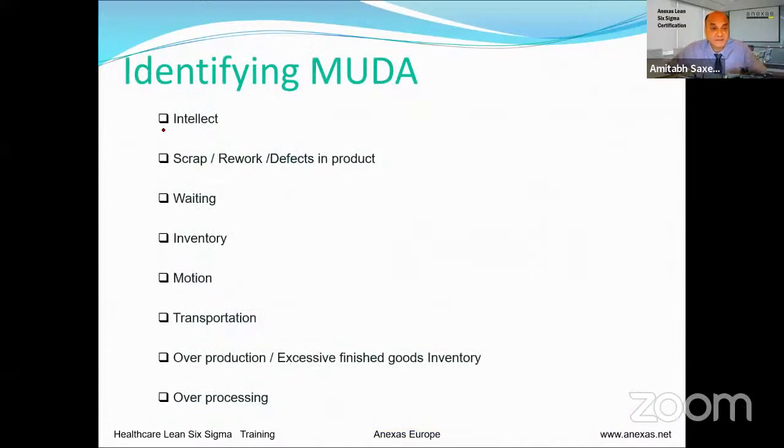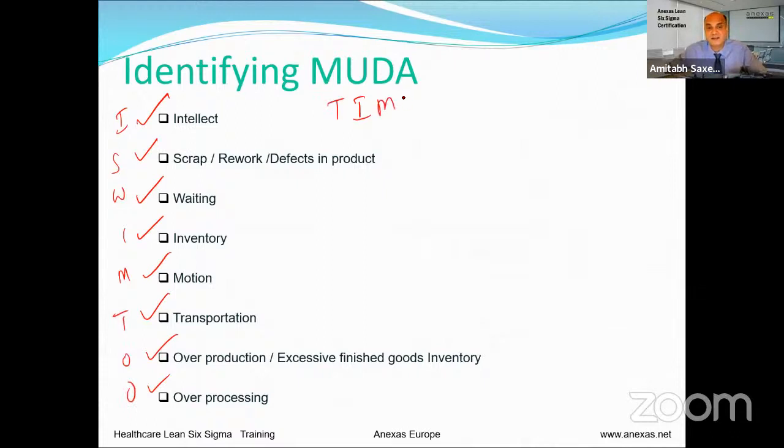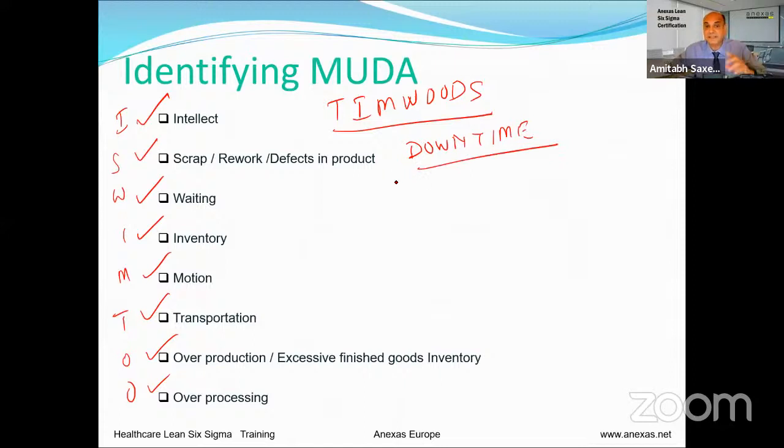So what are the wastes? Waste of intelligence, waste of rework, defects, errors, waste of waiting, waste of inventory, waste of motion, waste of transportation, waste of overproduction, and waste of overprocessing. Now, to remember this, sometimes you can use this, it is one way of remembering. Another way of remembering is to rearrange these words a little differently. You will get Tim Woods. Or if you rearrange these words again differently, you get downtime. So this is one of the ways of remembering the 8 wastes.